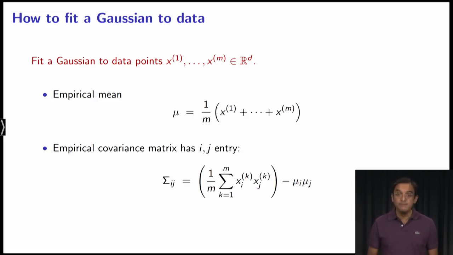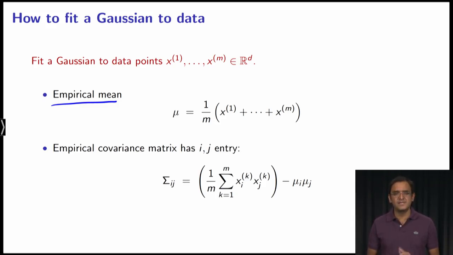Okay, so the mean of a bunch of data points is often called the empirical mean. So you take the points, these m data points, and you just add them up, and you divide by m. And this is some d-dimensional vector. That's the mean mu. The covariance matrix, finding the empirical version of this, is also very simple. You just apply the formula for covariance to the data set.